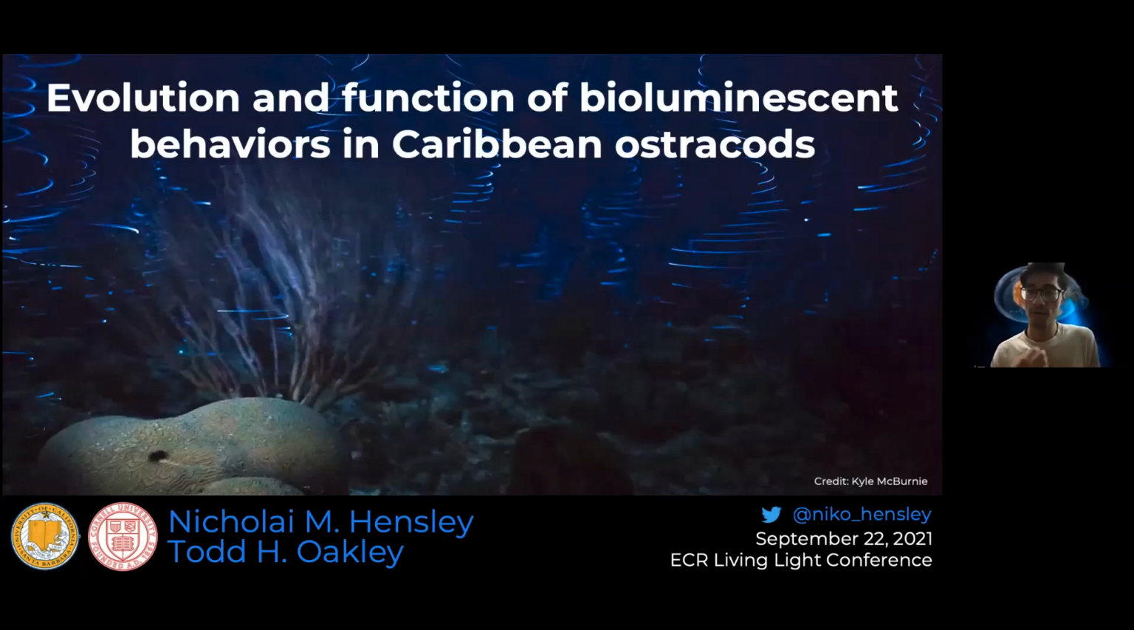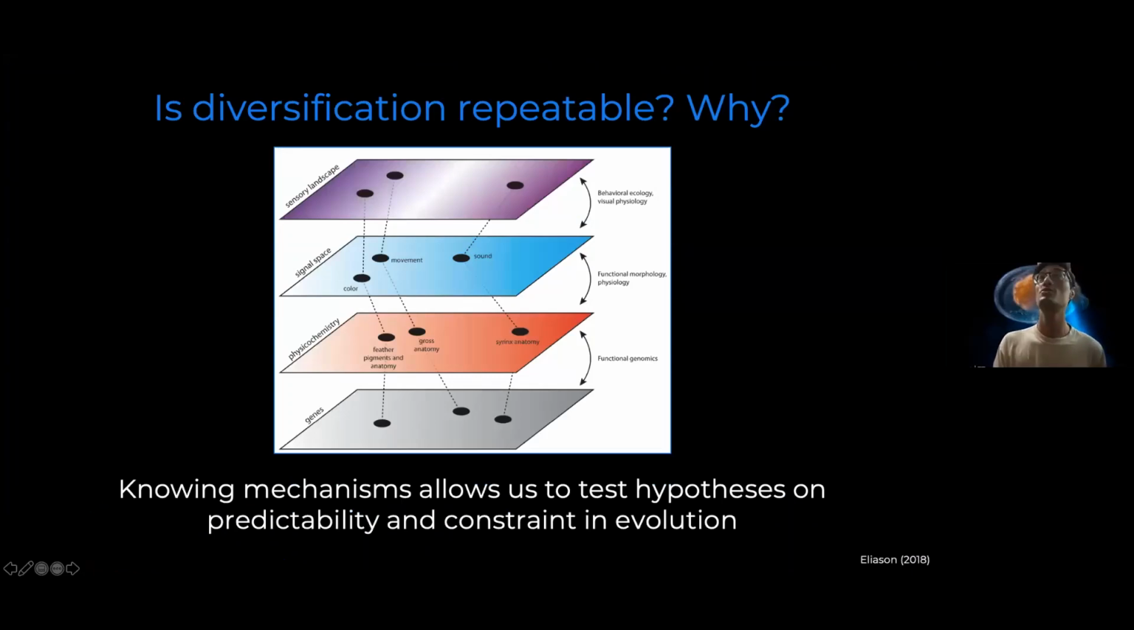I'm Nico. I'm a postdoc at Cornell right now, but I'm going to give you a rundown about my thesis work on the evolution and function of bioluminescent behaviors in Caribbean ostracods. Generally, I'm an evolutionary biologist, and I'm really interested in the predictability of evolution, whether diversification is repeatable, how many solutions there are to the problems of adaptation, and what kind of limits the ability for adaptations to evolve.